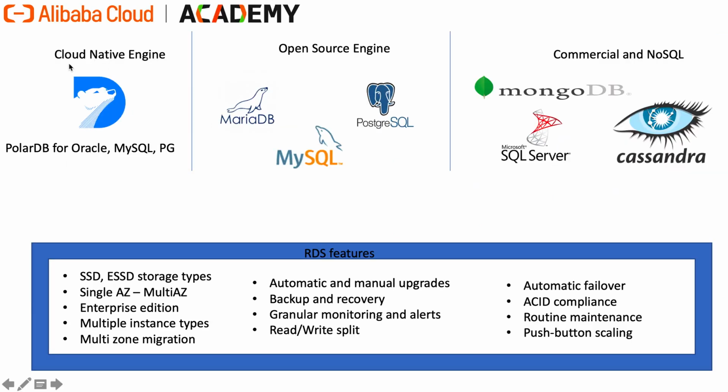So this is our cloud native engines. Then we have open source engines, and we have commercial and NoSQL engines. When I say cloud native engines, I mean the databases which have been developed by Alibaba and which follow the architecture of storage and compute decoupled. We have three flavors: Oracle, MySQL, and PG, that is Postgres.